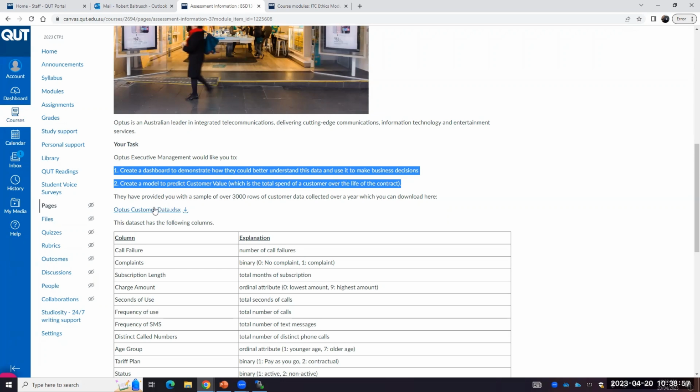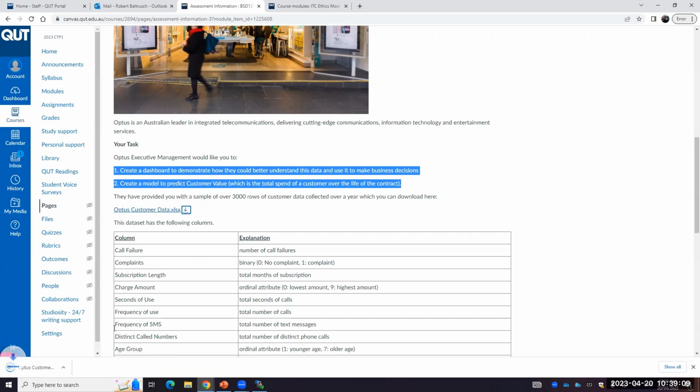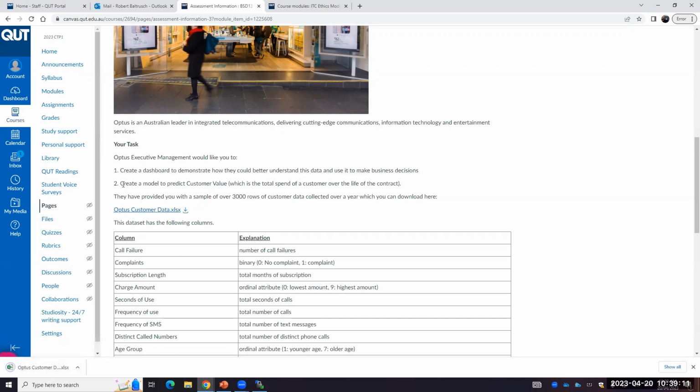So all you've got to do for the first task is just build some dashboards to analyze trends and patterns that you can observe in the data. So I would encourage you to think about building pivot tables and that sort of thing. I'll take you through an example in a second. We'll just talk about the second question.